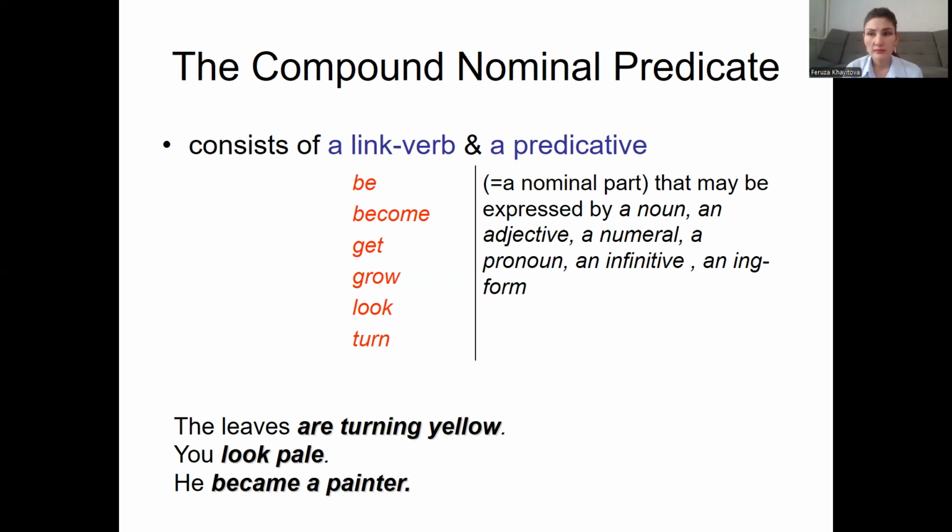The compound nominal predicate consists of a link verb and a predicative: be, become, get, grow, look, turn. The nominal part may be expressed by a noun, an adjective, a numeral, a pronoun, an infinitive, an ing form. For example, the leaves are turning yellow, you look pale, he became a painter.